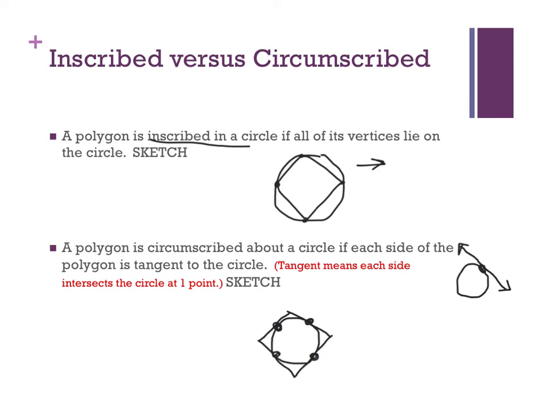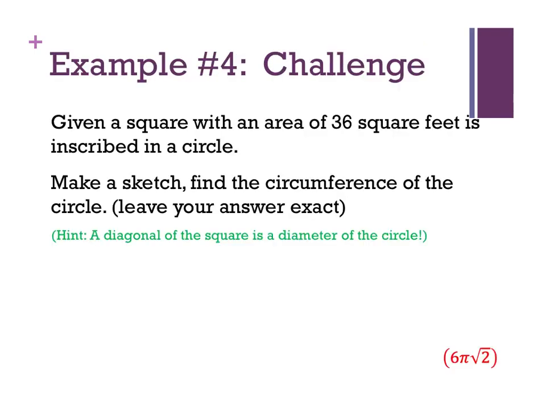So try to keep those two straight. I think what helps is inscribed. If something is inscribed, it's the shape on the inside. Circumscribed, outside. All right, so let's do example number 4, which is a challenging problem. You are going to see problems like this, so don't avoid them when they come up in homework. Make sure you practice them so that you get the practice that you need.